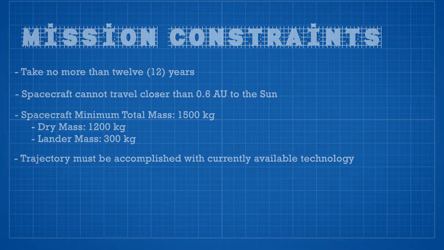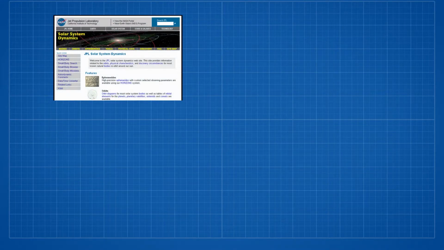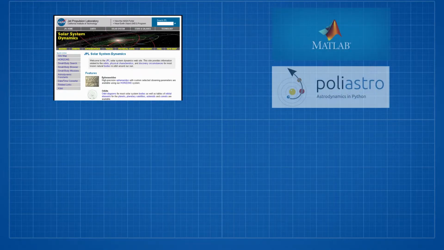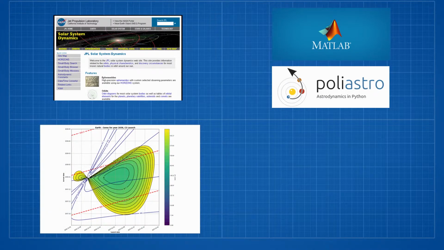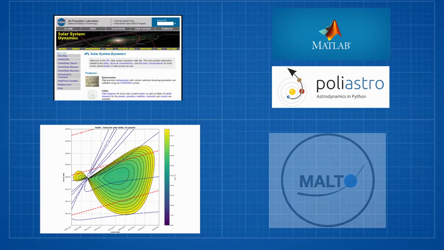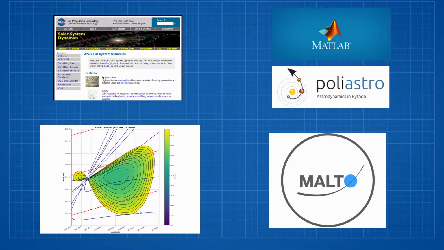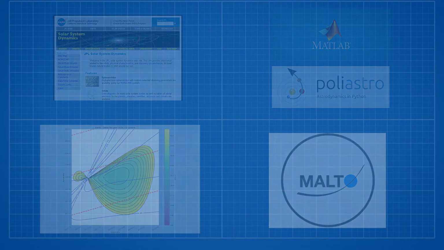In order to find this trajectory, a software-driven workflow was used. First, ephemeris data was collected from the JPL Horizons database. MATLAB and Python poliastro libraries were then used to build porkchop plots with Lambert's problem. These plots would provide a baseline for departure and arrival windows that would then be analyzed in JPL's MALTO software to generate and optimize trajectories.